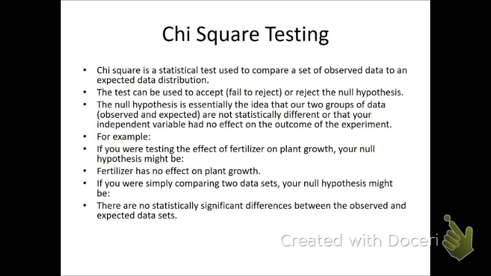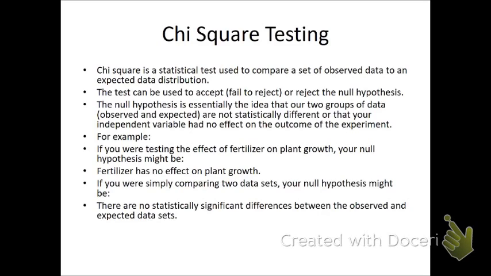Chi-square is a statistical test used to compare a set of observed data to an expected data distribution. The test can be used to accept, or as statisticians prefer us to say, fail to reject a null hypothesis, or to reject the same null hypothesis. The null hypothesis is essentially the idea that two groups of data, observed and expected, are not statistically different, or that the independent variable in your experiment had no effect on the outcome.